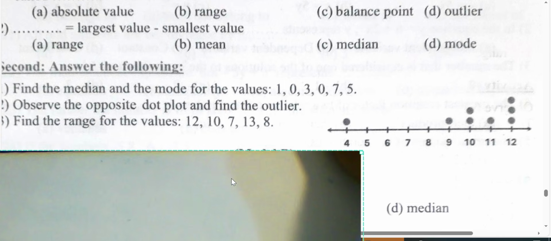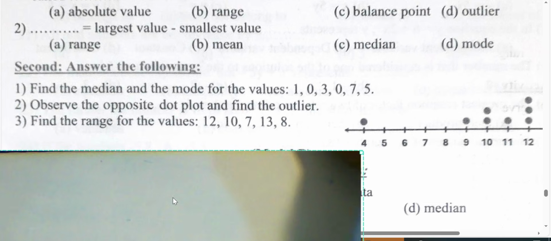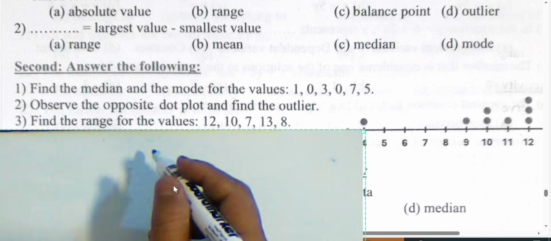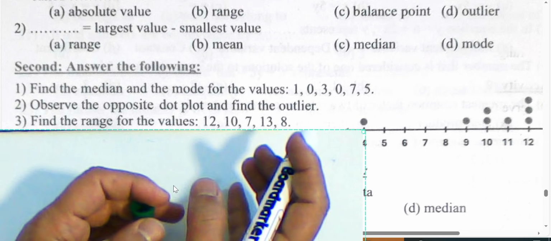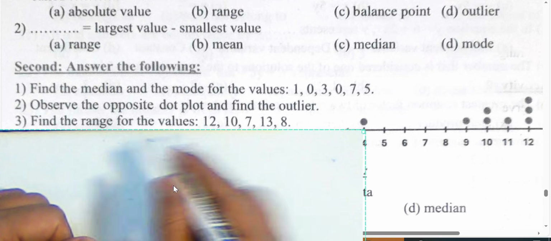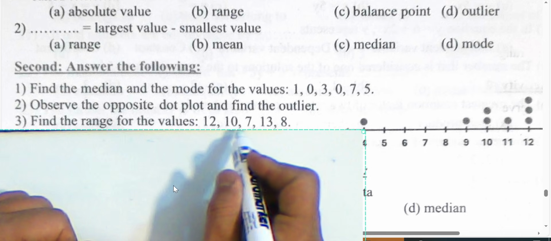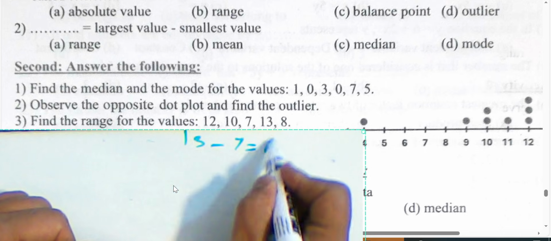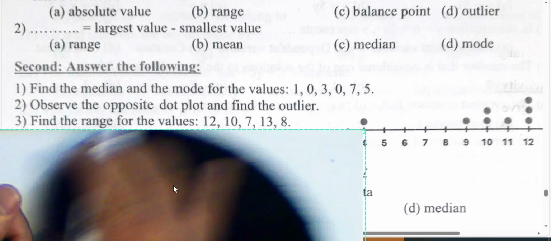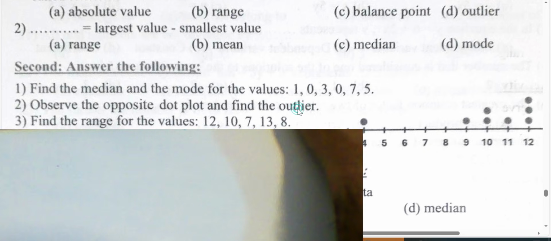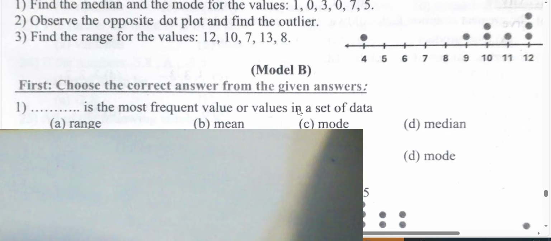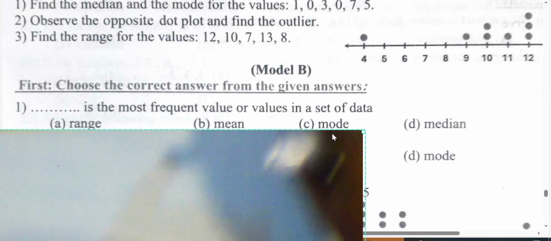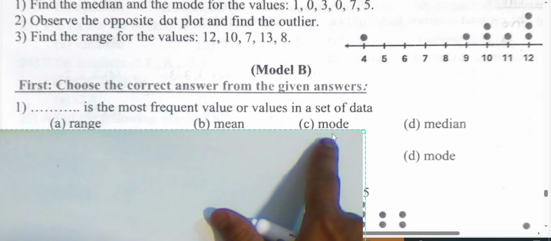Okay, next question. Find the range for the values. We can find the range, the difference between the largest value and the smallest value. The largest value here was what? 13, and the smallest 7. 13 minus 7 equals 6. The difference between the two numbers equals 6. Then the range will be 6. Next, letter B. It is the most frequent value of values in a set of data. We called it mode. Mode is the most repeating, the most frequent value. We called it the mode.